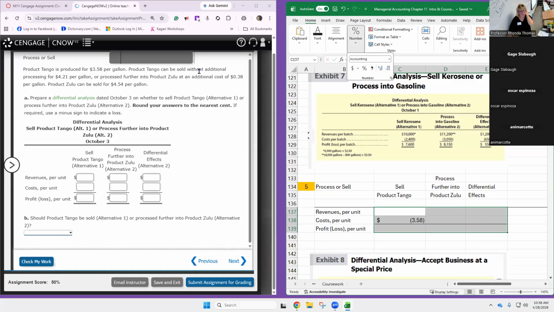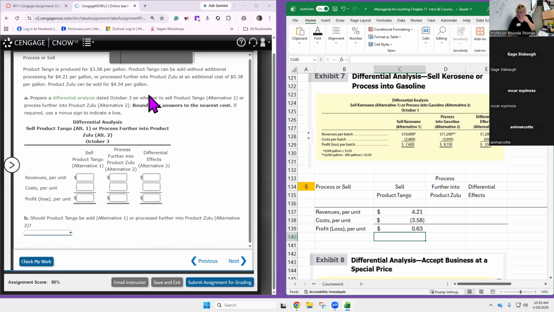Product Tango can be sold without additional processing for $4.21. So we're going to put $4.21 here. Okay, and then we will have our profit. Okay, so we do show a profit here of 63 cents.